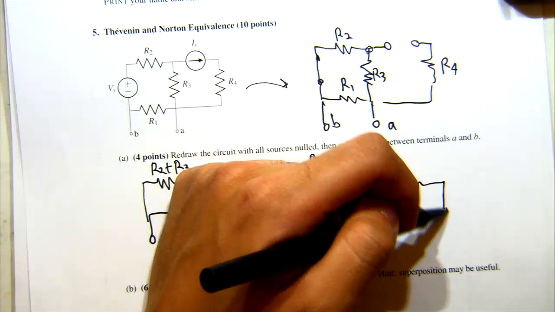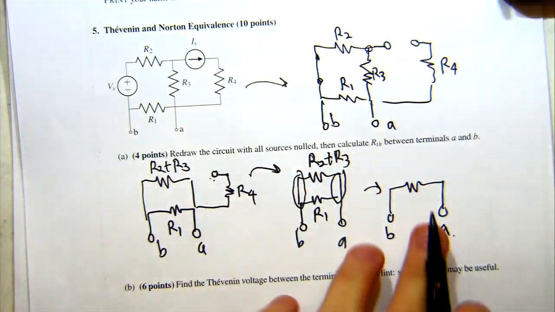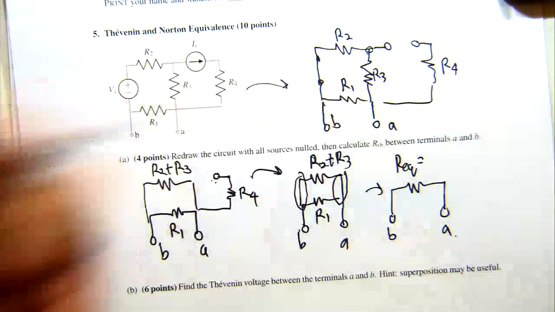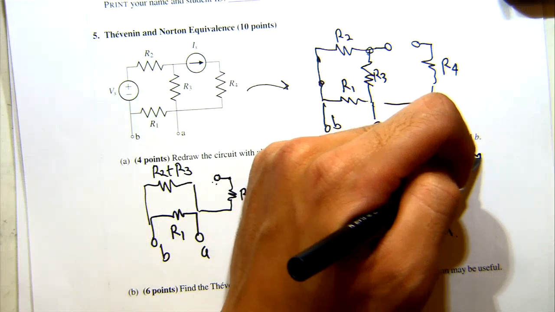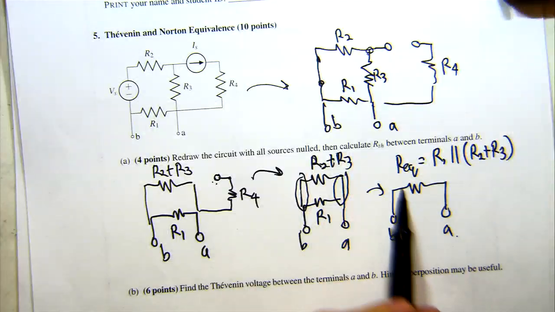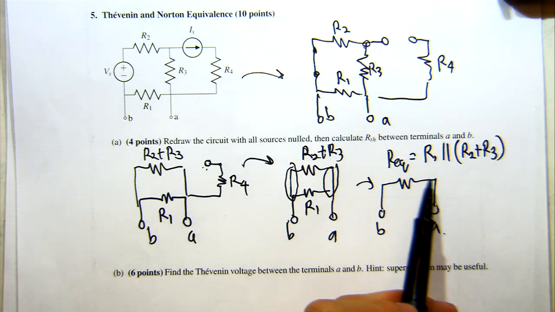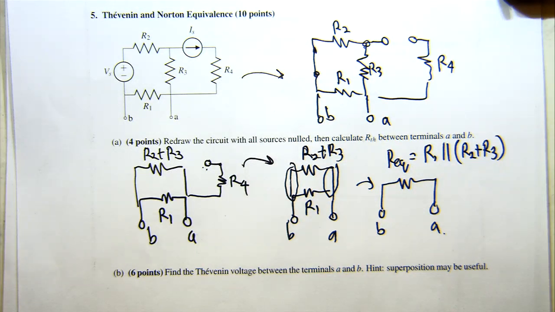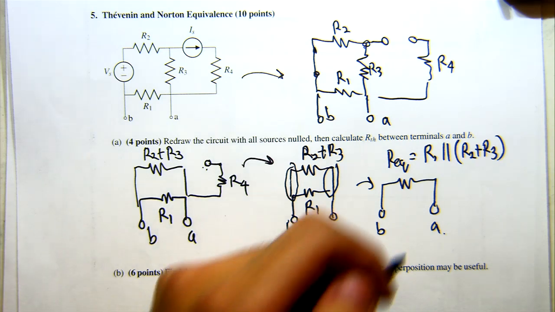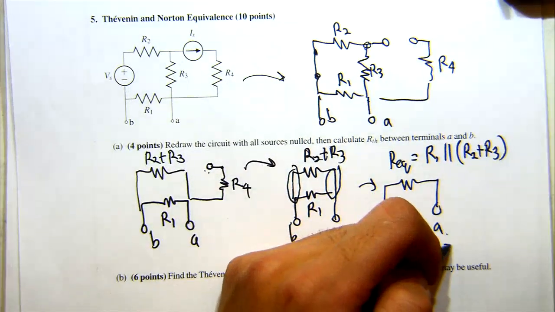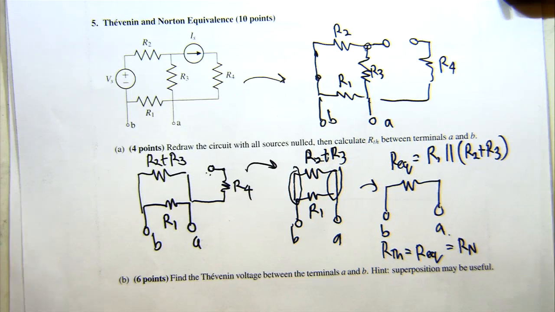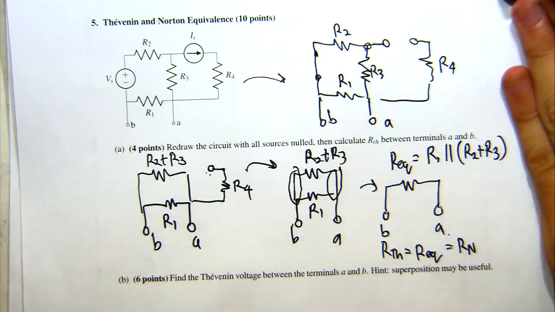So if we redraw the circuit once more, we'll see that the parallel equivalent, R equivalent, will end up being just R1 in parallel with R2 plus R3. If you want to write the entire expression out, it's going to be the product of those two resistors over the sum. So are there any questions at this point? All right. So the interpretation of this R equivalent that we're finding is that this is actually just R Thevenin. We could also equivalently say that this is going to be R Norton. Okay. So once we found this resistance, we can take a look at part B.